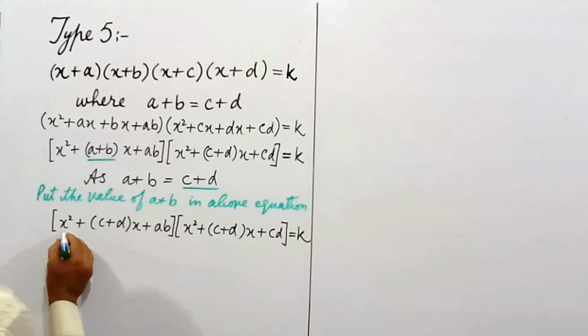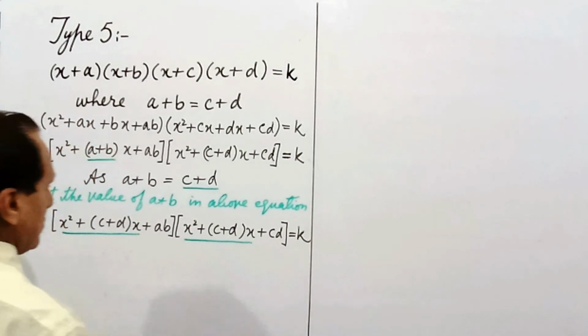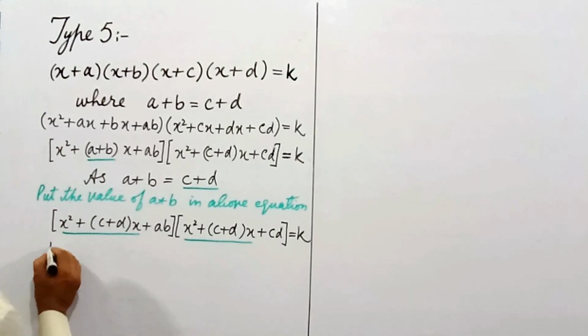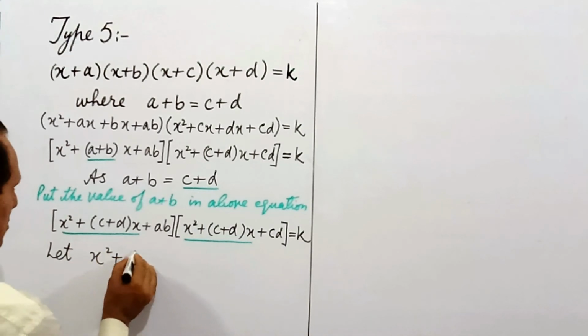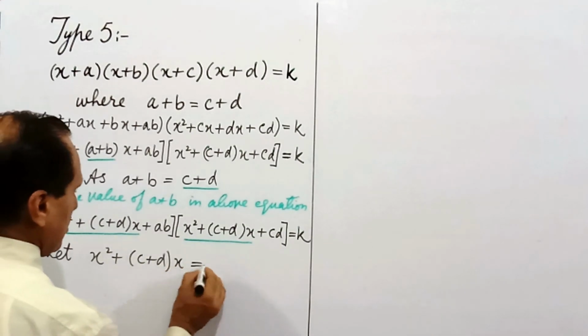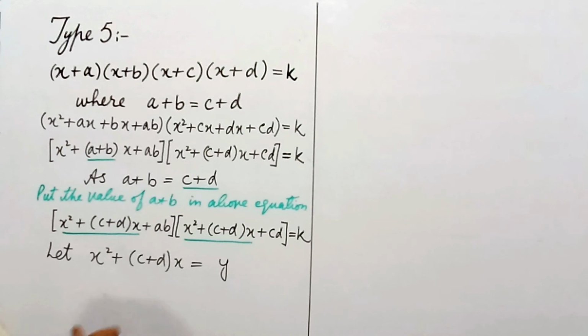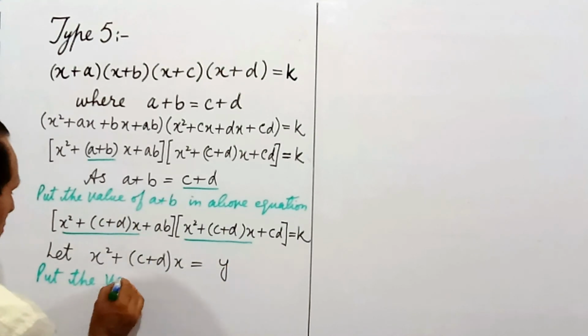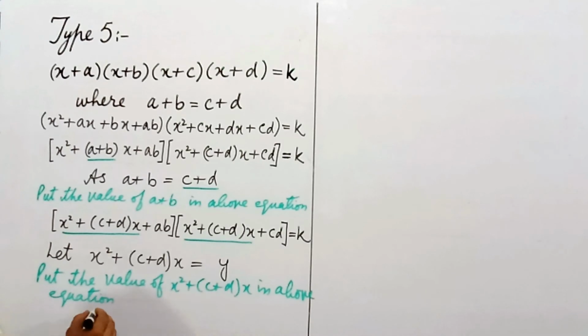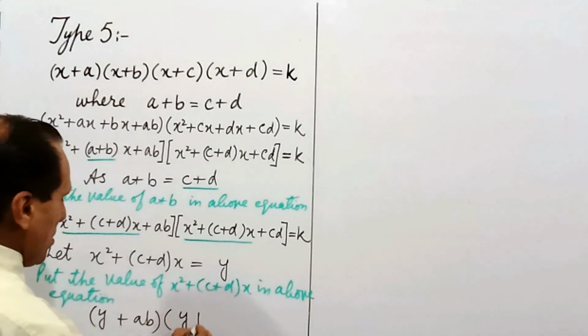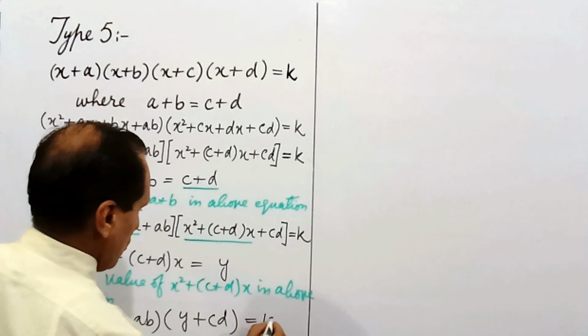Now we observe we have the same first two terms in both the factors. So therefore we let x square plus c plus d into x be equal to y, and then we put the value of x square plus c plus d x, which is y, in both of these factors. We have y plus ab into y plus cd is equal to k.